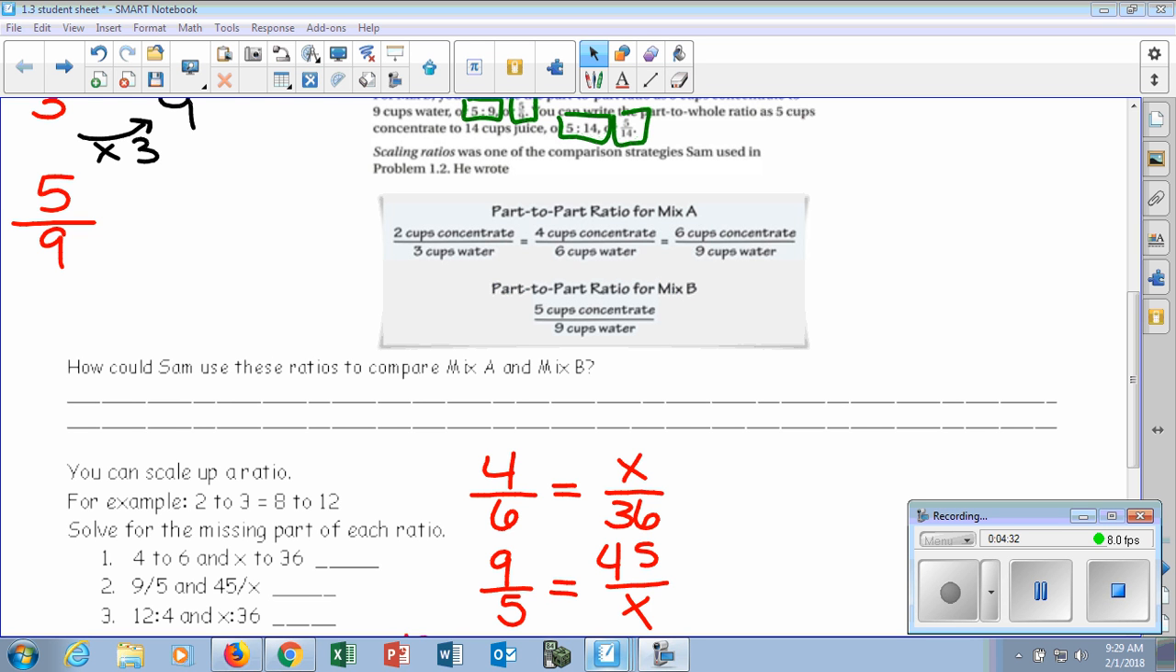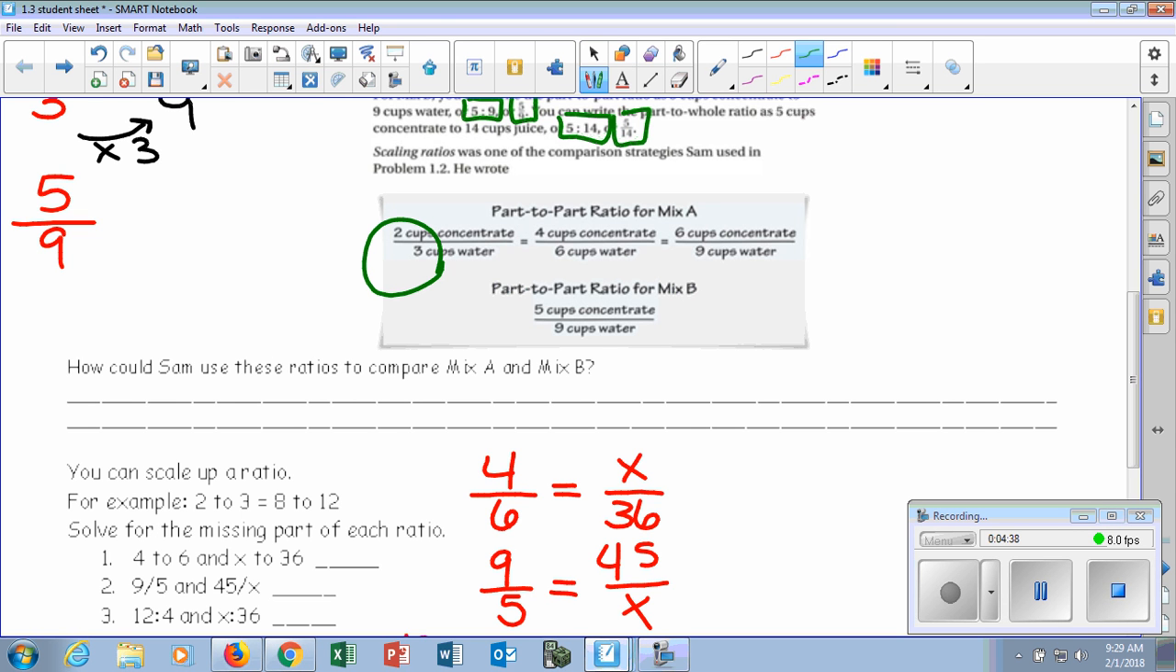Well, what's the first form in mix A? What do they tell us? Right up here. Lily? Okay, so I can write that right here. 2:3. Okay, so now it's going to scale up to what? It's going to be 4:6. All right.